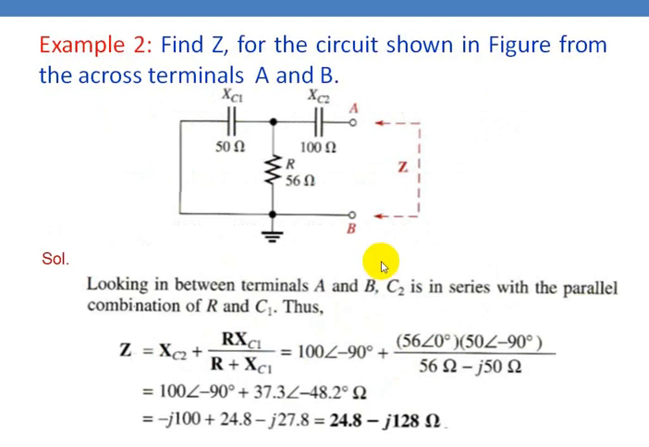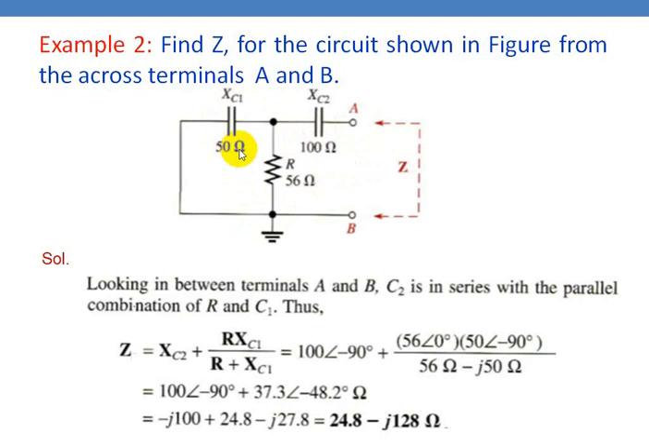Then coming to the next example: find Z for the circuit shown in the figure across the terminals A and B. So this is the circuit. You are asked to find the impedance across the terminals A and B. So you have to look into the terminals towards the left. If you see this circuit, you'll find that this XC1 is in parallel with R. So these two branches are in parallel. This comes in series with this capacitive reactance.